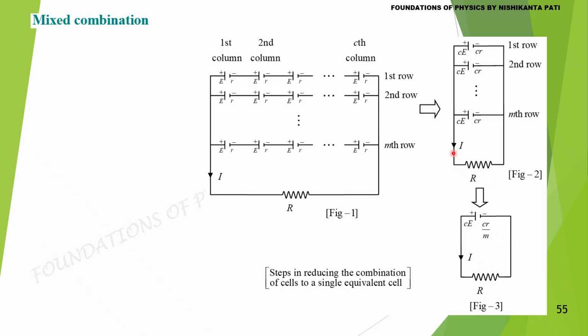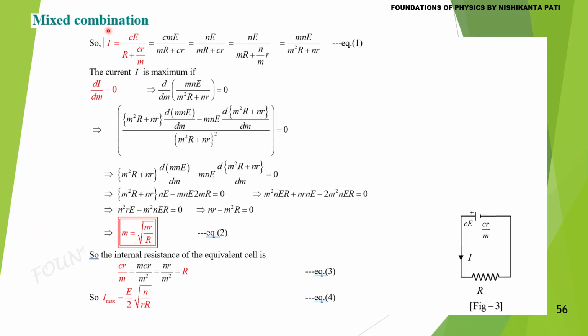Let I be the current flowing. Then in this circuit, by applying KVL, we can solve I equals CE by (R plus Cr by M). We have n number of cells, so n is equal to C into M.